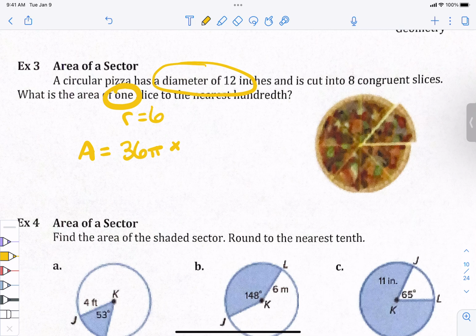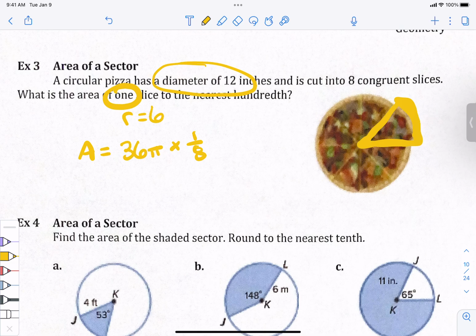All right, so the whole area would be 36 pi, but we want only one slice. Okay, we only want one slice of it. So what do I multiply by? 360 divided by 8. 45. Now, we could do 45 out of 360 or just multiply by 1/8.